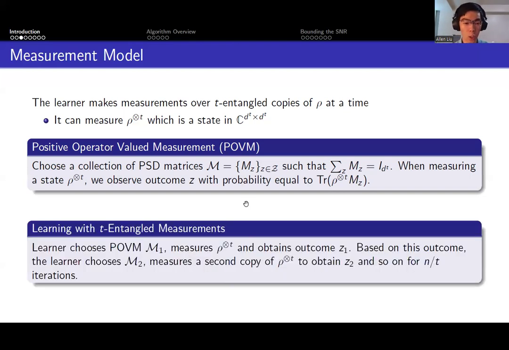Now the full learning process is as follows. The learner first chooses their first POVM M sub 1, then they measure one t-copy batch, rho tensor to the t, and they obtain some outcome z1. Then sequentially, they can design a second POVM M sub 2, possibly adaptively, measure a second t-copy batch rho tensor to the t, and so on, for up to n over t total iterations. So the learner uses a total of up to n copies of rho in batches of size t.